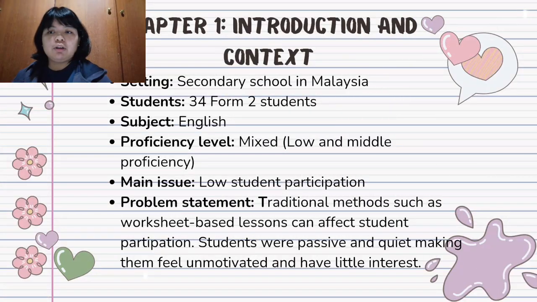So now we're moving on to chapter 1, which is Introduction and Context. For the setting, it is a secondary school in Malaysia. And as for the students, it consists of 34 Form 2 students. The subject that I'm teaching is English. And when it comes to their proficiency level, it is mixed, which consists of low and middle proficiency.